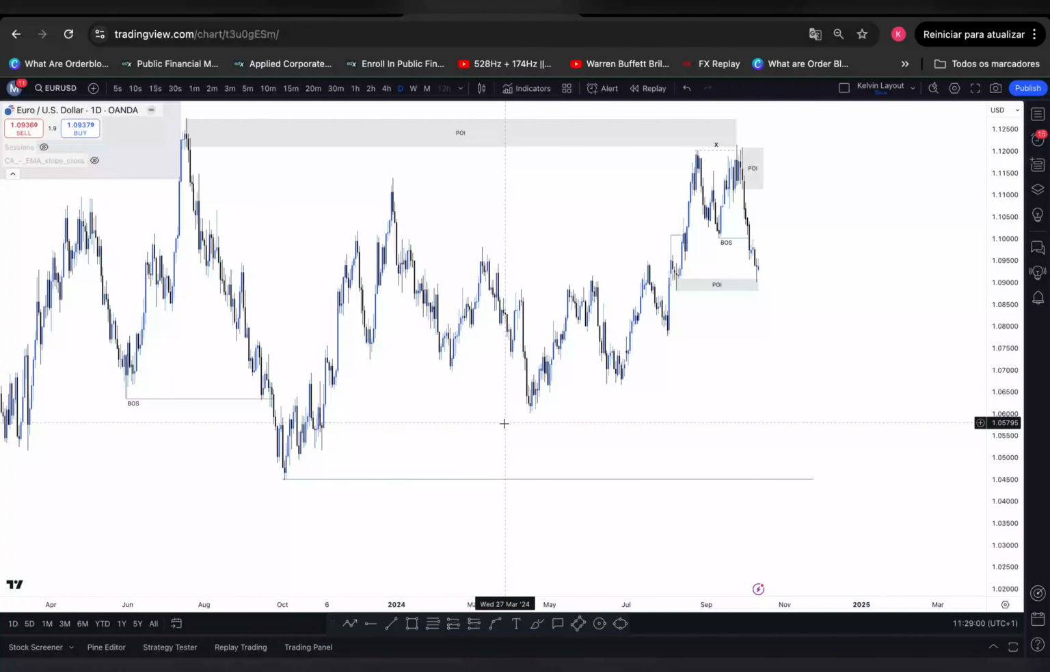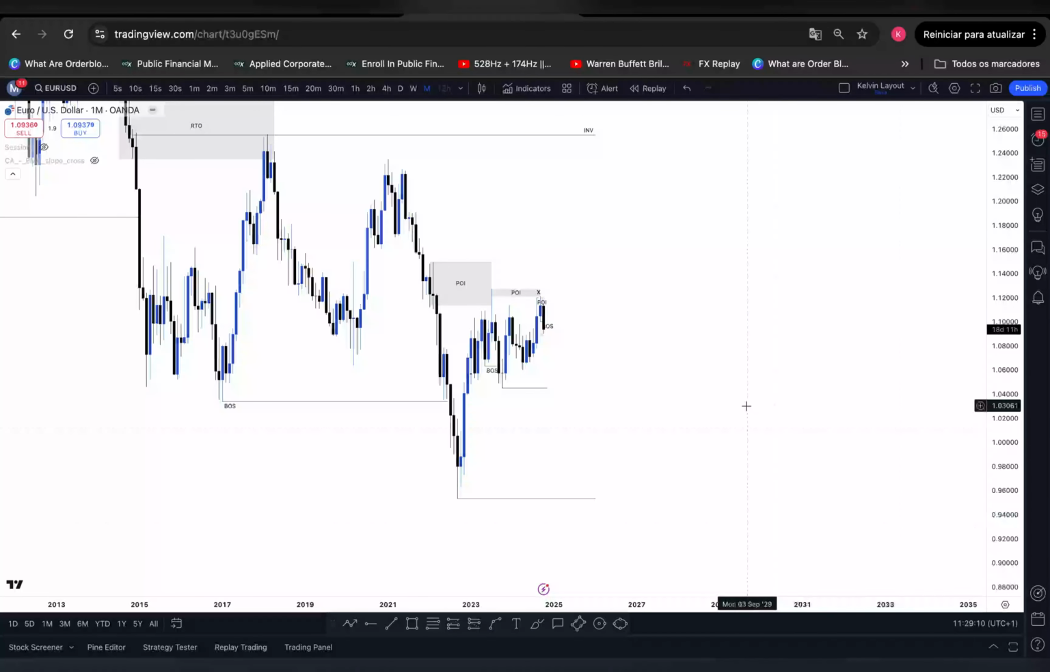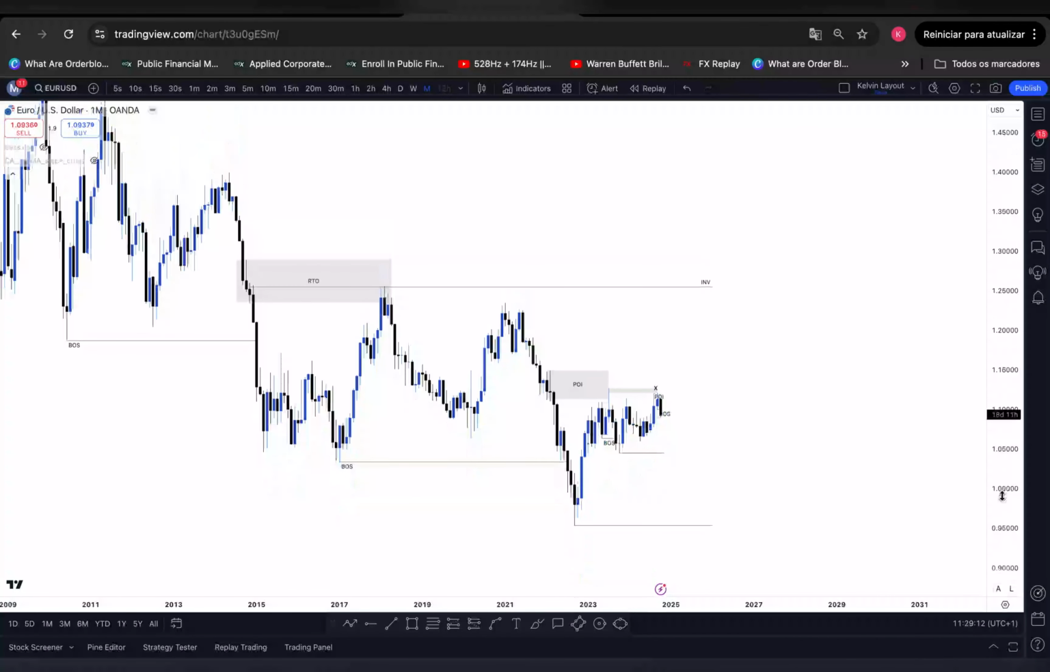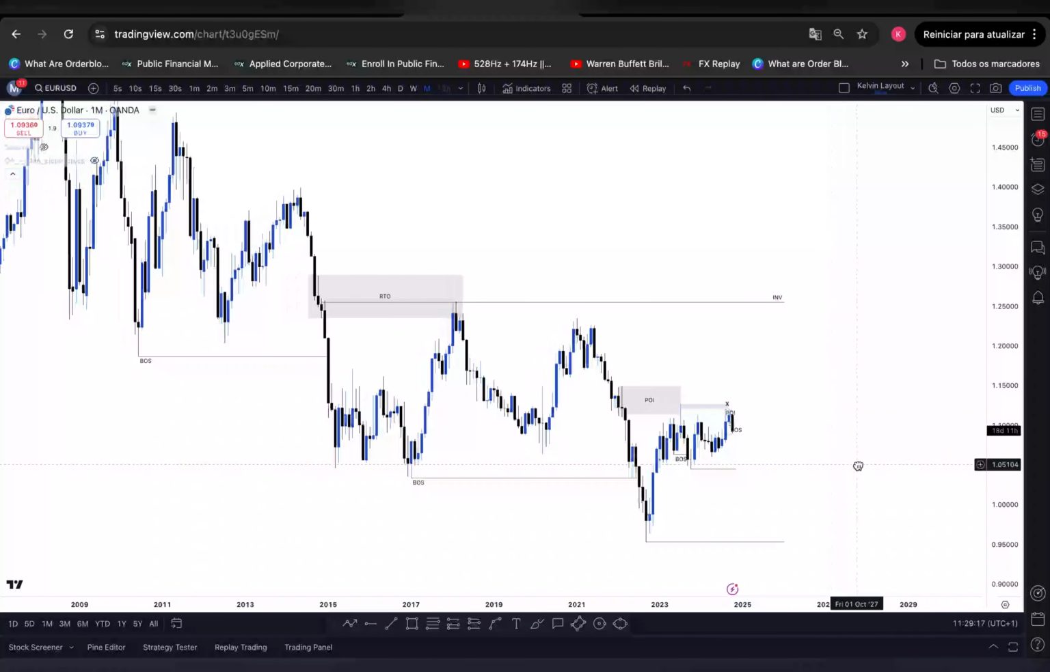For Euro USD, I would love to go back to the monthly time frame. I just want to quickly illustrate what is the overall higher time frame intention. You guys should stay tuned because I'm about to drop a video this week on market structure. I saw a lot of people asking me to do a video about it because a lot of people don't know how to correctly mark the internal structures and the swing structure. So I'll actually make a video drop this week.